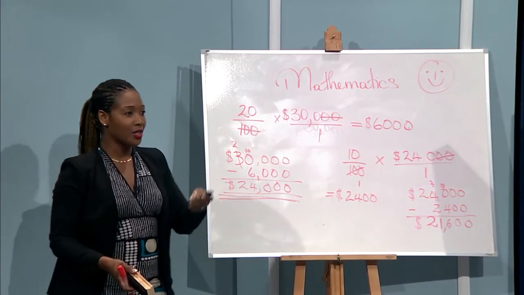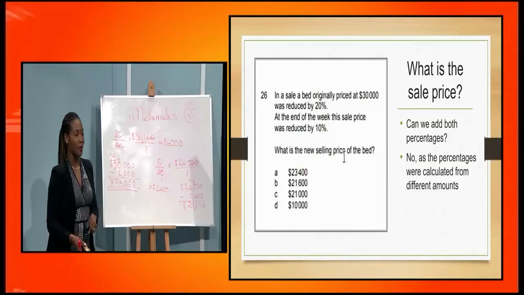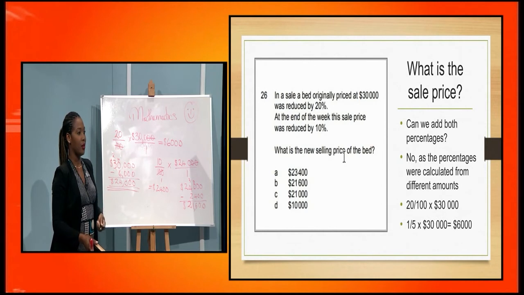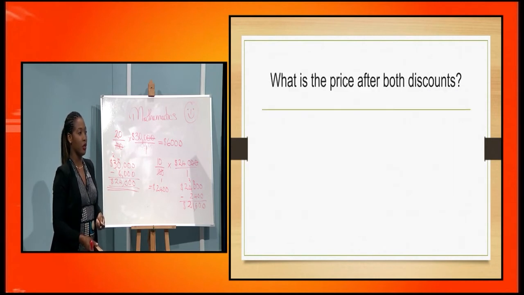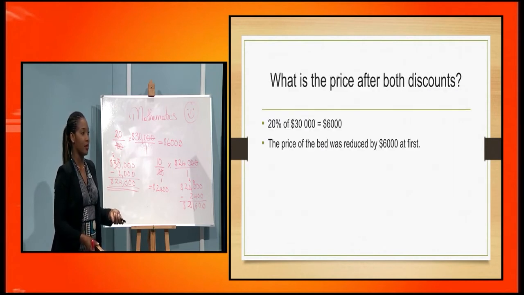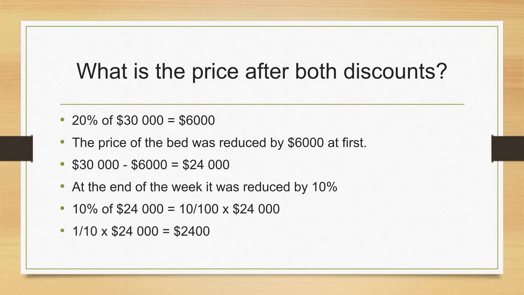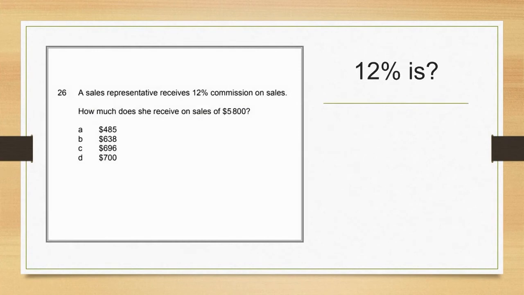21,600. All right, so as I said, I was supposed to ask you the question, but we did it anyway. So we are at 6,000 for the first reduction, and we subtracted the 6,000, giving us 24,000, and then we found 10% of that 24,000, which was 2,400, and then we subtracted that. And our final answer was 21,600.